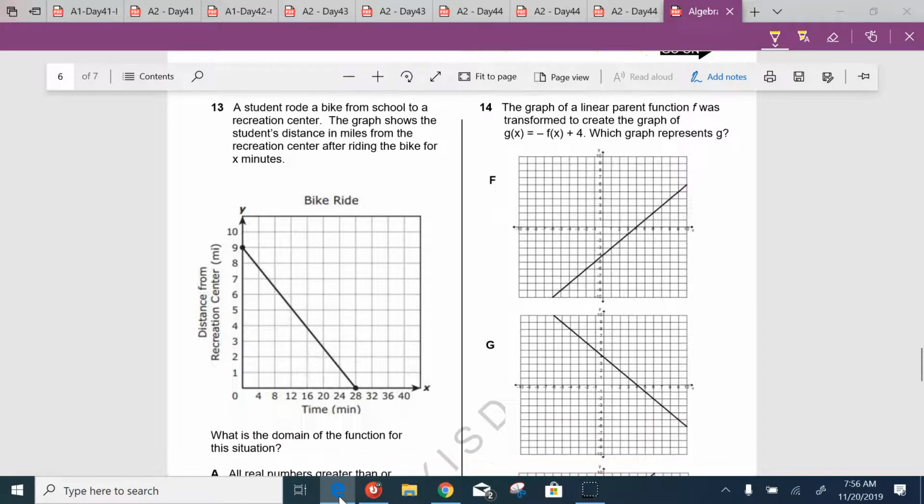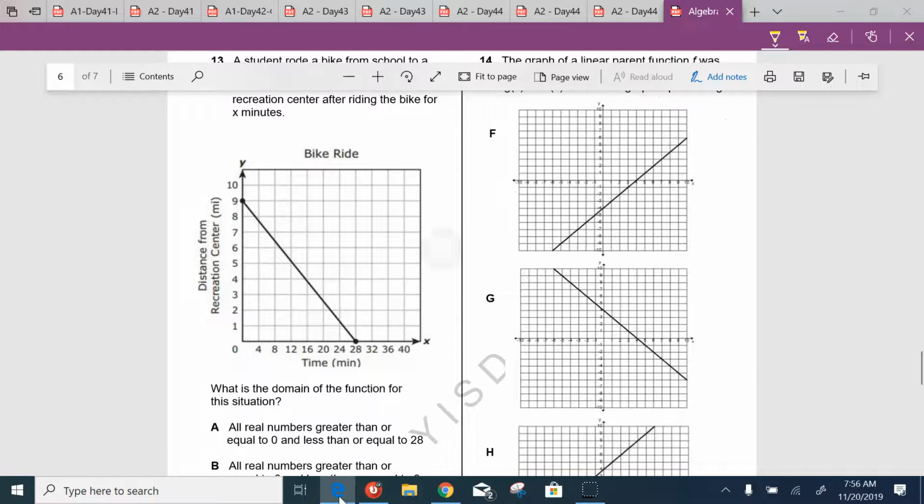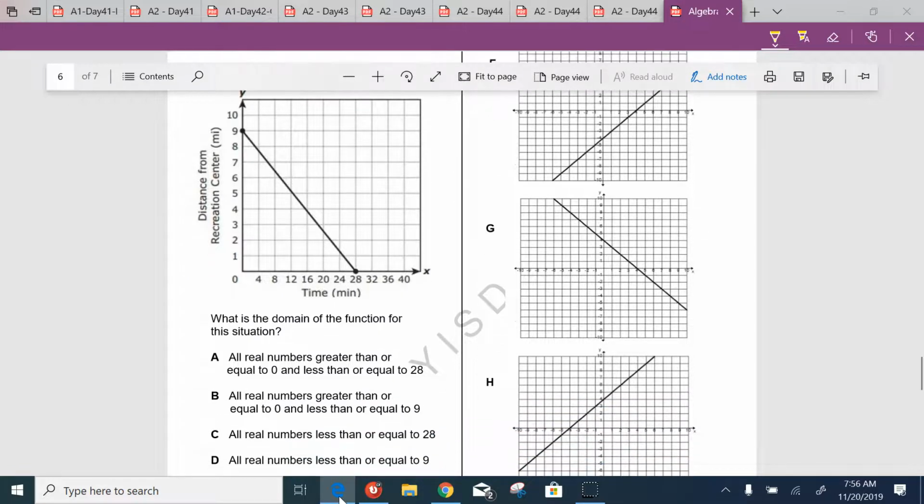Number 13. A student rode a bike from school to a rec center. The graph shows the student's distance in miles from the rec center after riding the bike for X minutes. So here's our graph. What is the domain of the function for this situation? The domain is how wide your graph is. In this case, we're measuring time. So let's start. What's the least amount of time? That was at time 0.